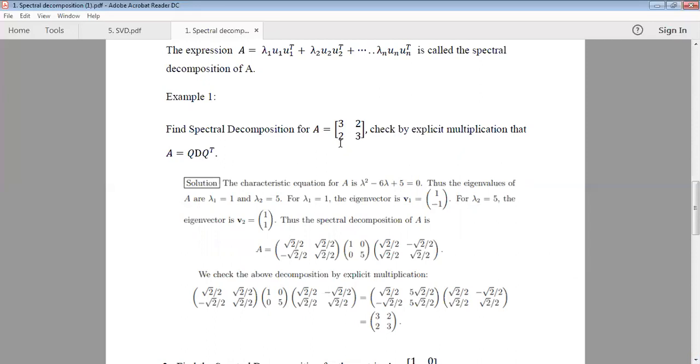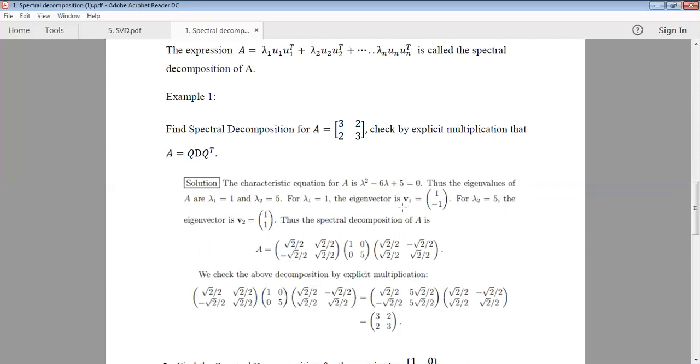This is a symmetric matrix, right? So first calculate eigenvalues and eigenvectors. The characteristic equation for A is lambda squared minus 6 lambda plus 5 equals 0. So the eigenvalues of A are lambda 1 equals 1 and lambda 2 equals 5. When lambda 1 equals 1, the eigenvector is v1 equals (1, -1). For lambda 2 equals 5, the eigenvector is v2 equals (1, 1).